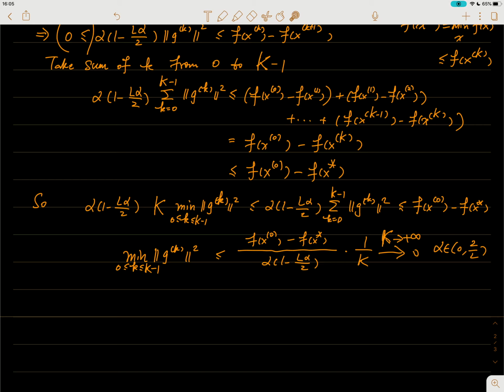Well, this is not as ideal as we hope. We really hope that the gradient of f at xk, the last iterate we see, is actually bounded. But for general non-convex functions, this is the best we can get. We only show that the minimum is bounded by that. But this is not a big issue.